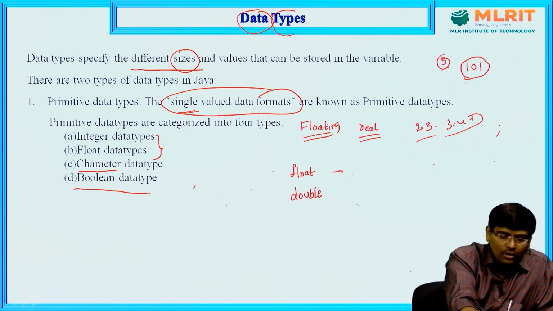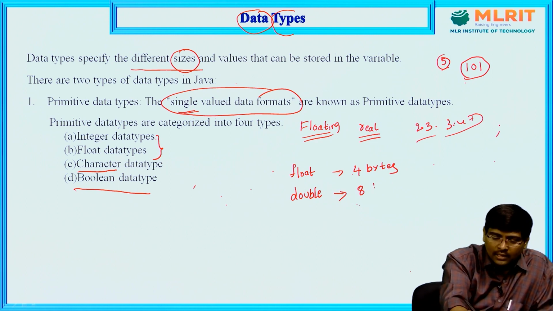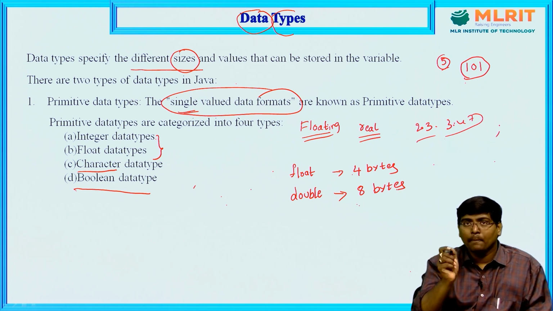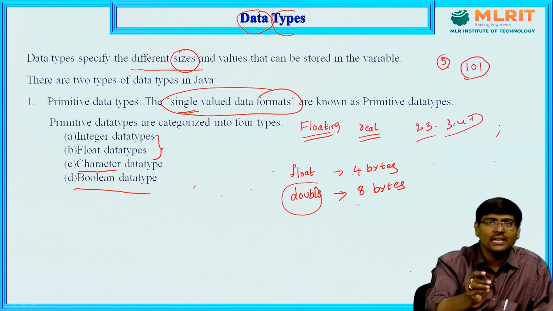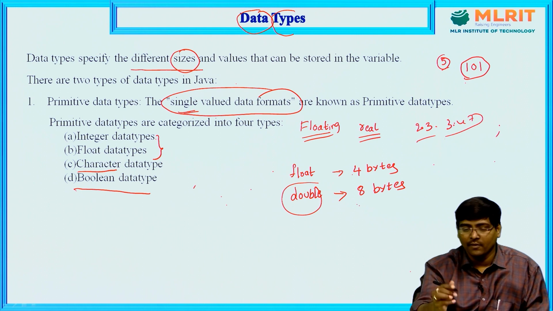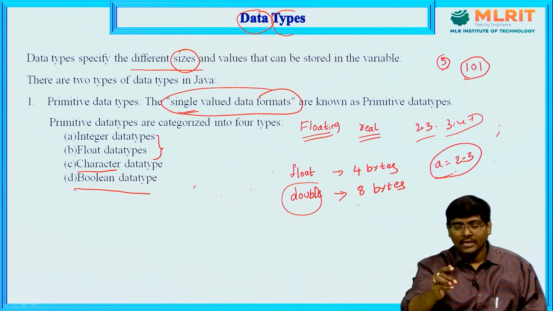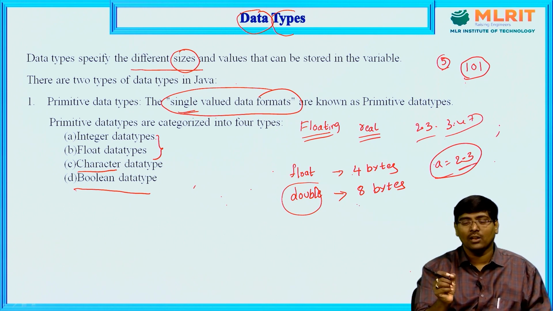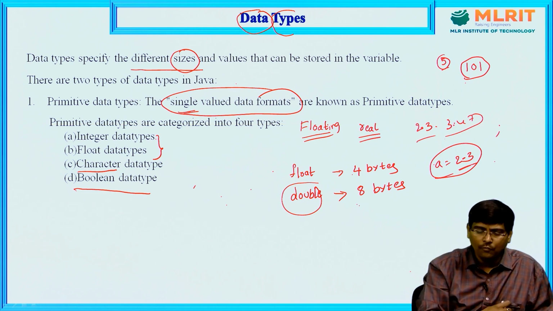For float, the size is 4 bytes. For double, the size is 8 bytes. And remember, by default, every real value is considered a double. For example, if I assign a is equal to 2.3, the system considers 2.3 as a double value.